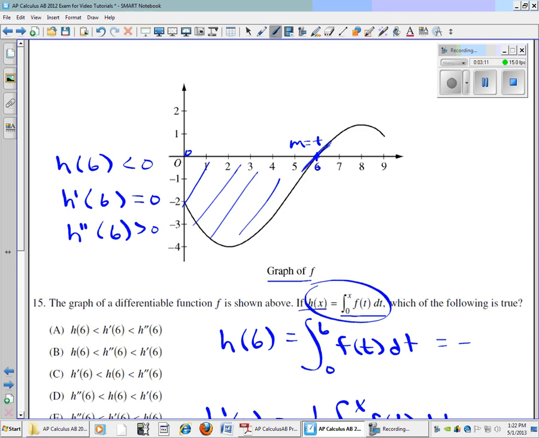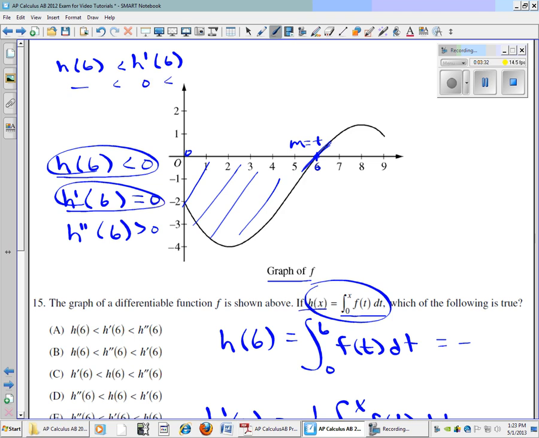So if I were to put these in a specific order that was true, I would know this first one, since it's less than 0, is negative. So h of 6 is the negative value. The second one, h prime of 6, is 0. And h double prime, second derivative at 6, we said was greater than 0 or positive. And so we know 0 is greater than any negative number and less than any positive number.